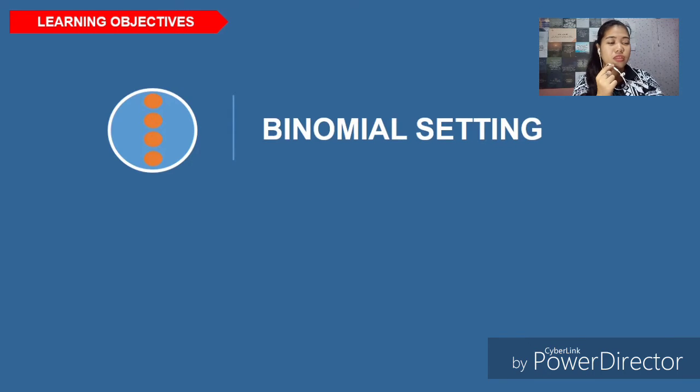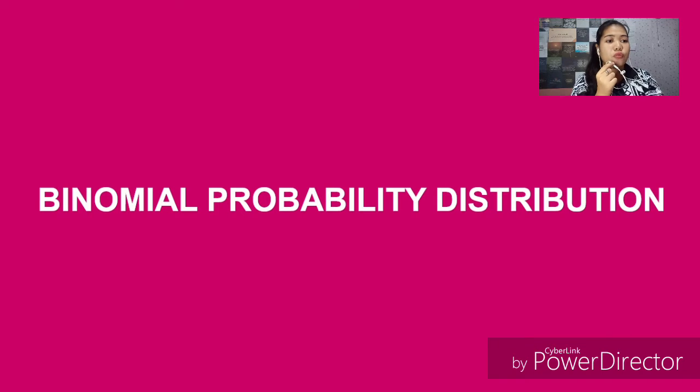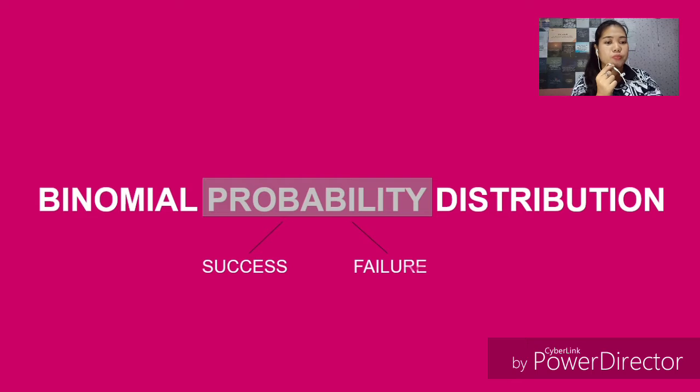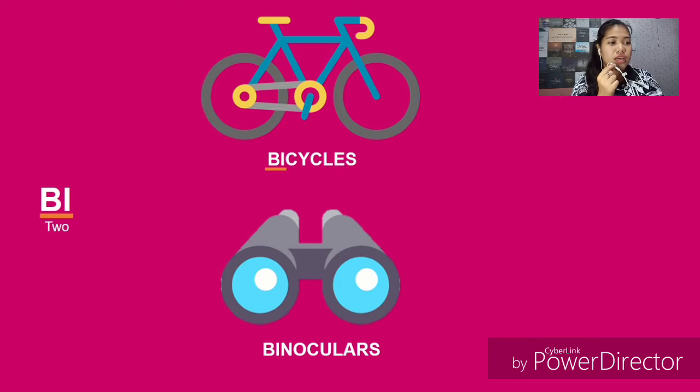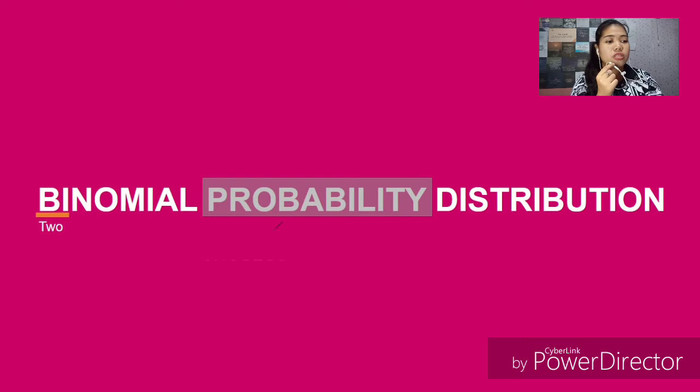In this video, we'll be learning about the binomial setting and the binomial formula. When we talk about the binomial probability distribution, we are referring to the probability of a success or failure in an experiment that is repeated multiple times. You can easily remember this by paying attention to the prefix "bi", which literally means two. For example, in bicycles, there are two wheels, and in binoculars, there are two lenses. However, in binomial probabilities, there are two outcomes, a success or a failure.